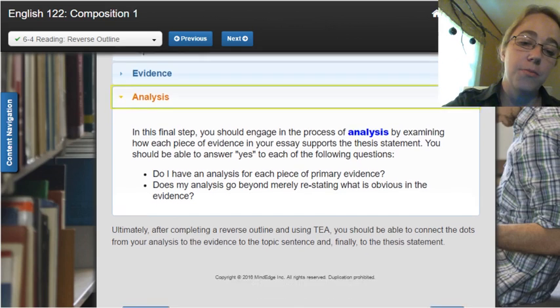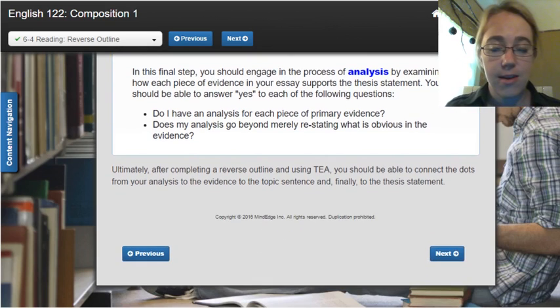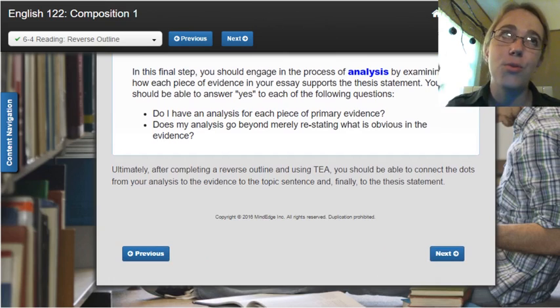And after we complete a reverse outline and use T to connect to support our critical analysis, you should be able to have a nice, solid, effective essay.